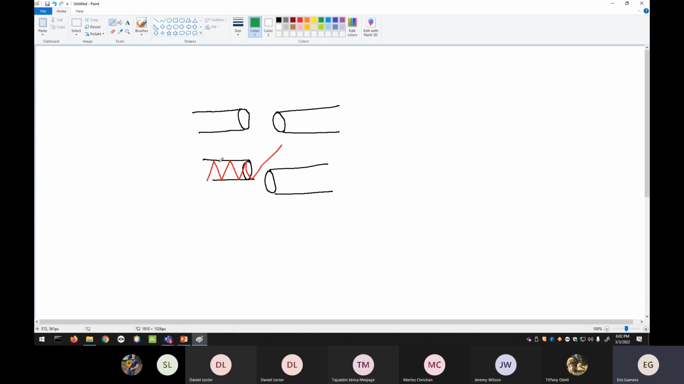Let's see another mode. For example, this mode maybe also goes out. Let's see another one. For example, this one. This one will go. But you see the problem of misalignment? So you need to put them one in front of the other one.